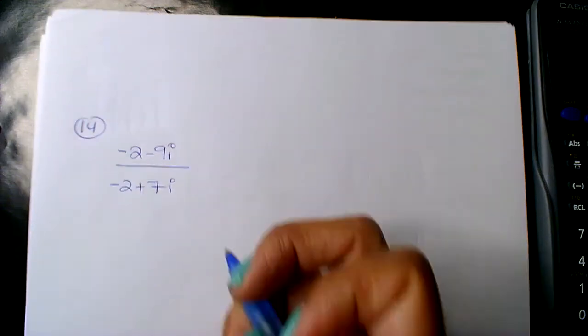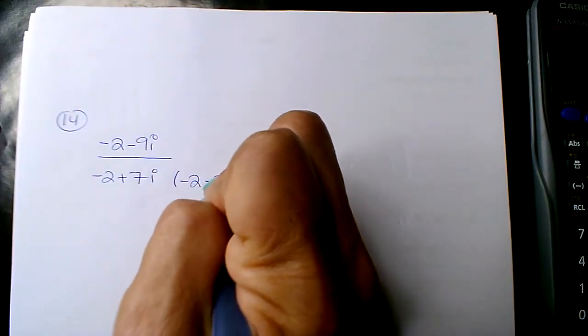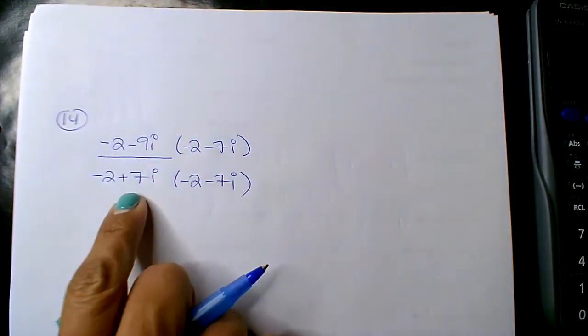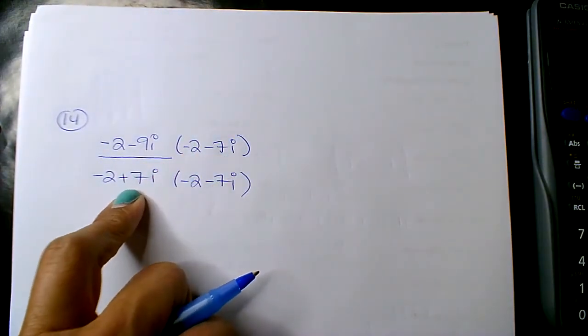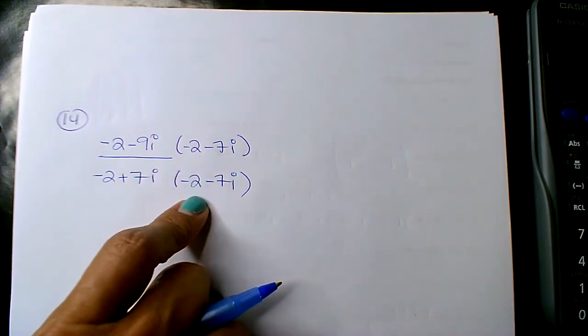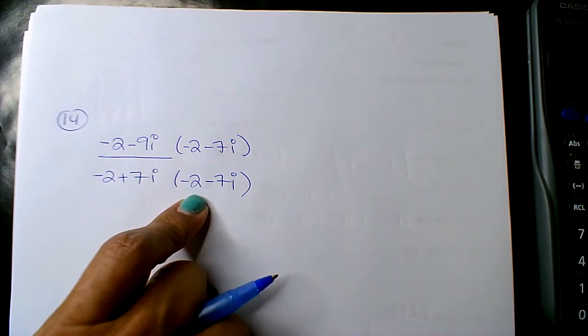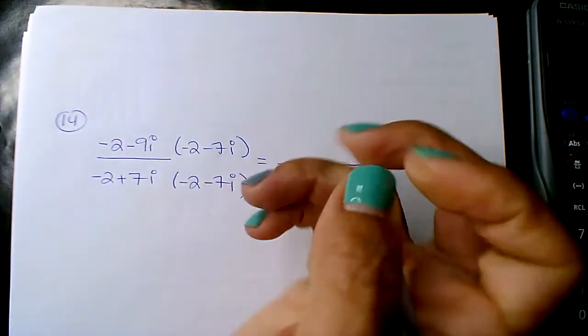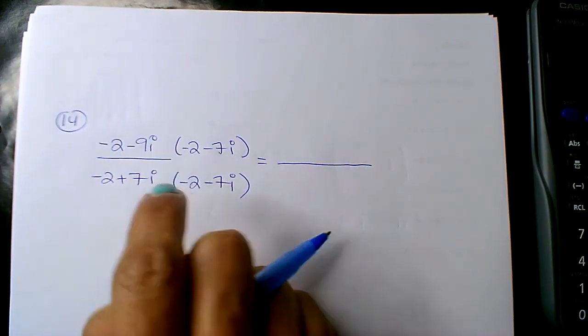Okay, here we go. Conjugate, -2 minus 7i. Remember, you take the imaginary part of your denominator, change the sign, and then do your distributive property, right? Repetitive distributive property or FOILing. So the top, you've got a double FOIL here, right?